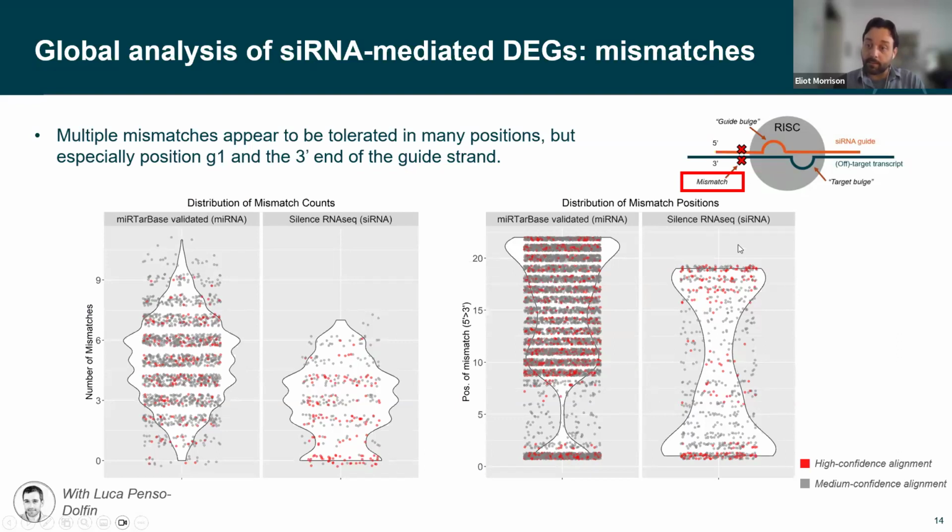We also saw positional dependence for the siRNA alignments. Here, many with position 1 mismatches, but also mismatches towards the 3' end, which was nice to see because it has been reported before that this region is more tolerant of mismatches.